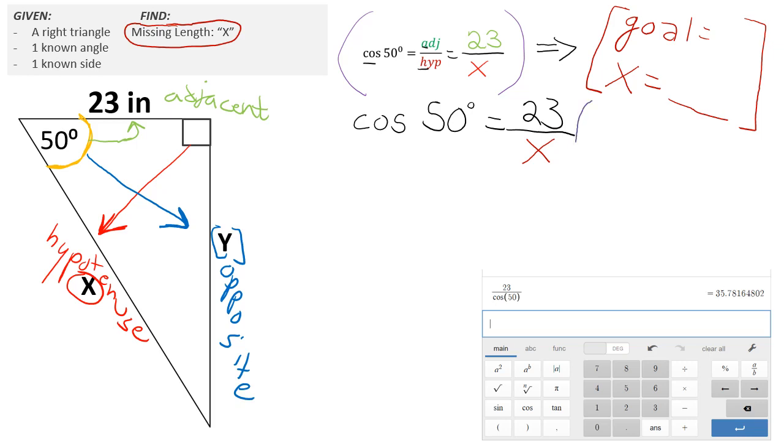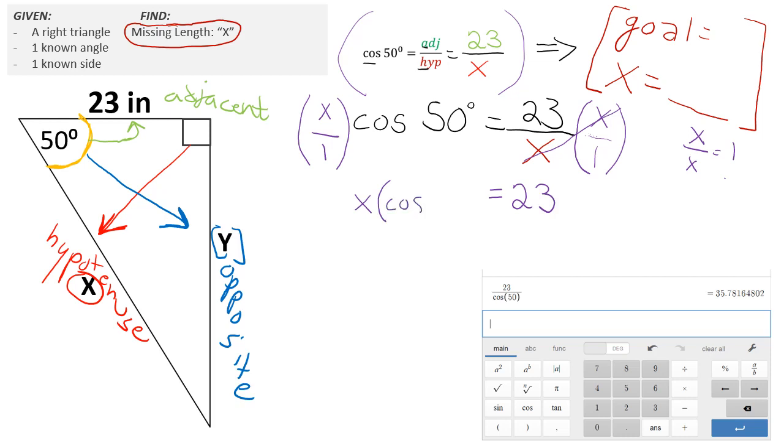So you could think about it as multiplying this side by x. You could even think of it, if you wanted, as x over 1. Well, whatever I do to one side, I have to do to the other. So that goes away, because remember that x over x equals 1. Any number over itself equals 1. So I'm just left with 23 right there. Then on this side, I'm left with x times the cosine of 50.